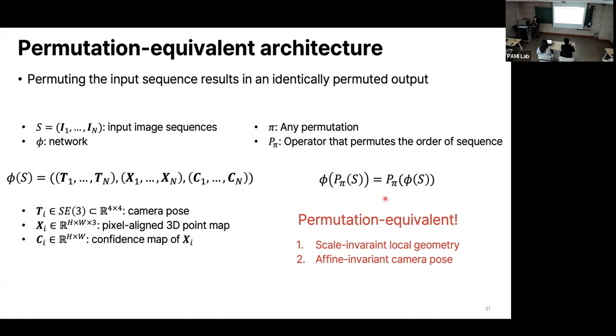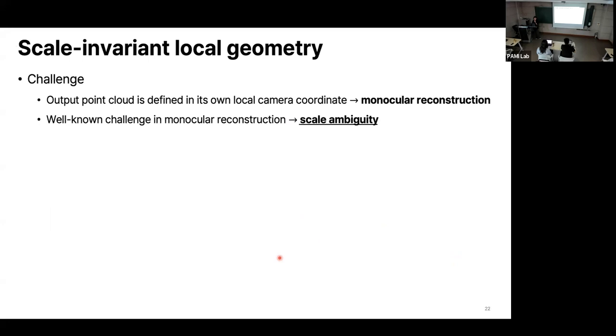So in this paper, they want to implement this property, and they propose these two methods. The first proposed method is the scale invariant local geometry, and it is for the point map prediction. So they remove their positional aware part, so they need to improve this.